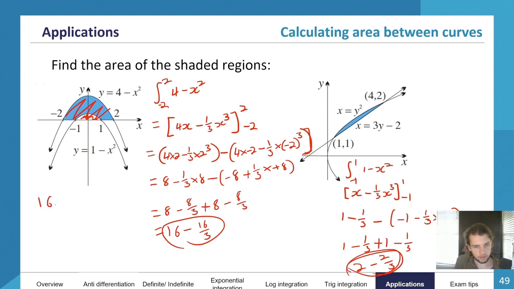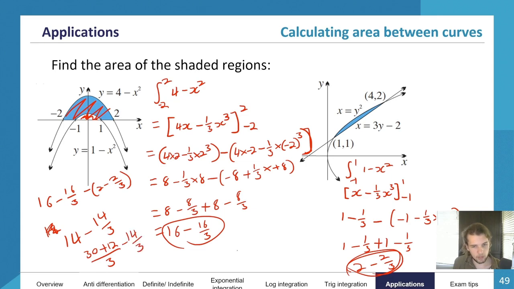So we'll do that over here. Everything's a bit all over the place because we don't have too much space. Subtract 2 minus 2 on 3. So it becomes 18, or 14 minus 14 on 3, which becomes 30 plus 12 over 3 minus 14 on 3, which is 28 on 3, I believe. Yep. So that's our area.